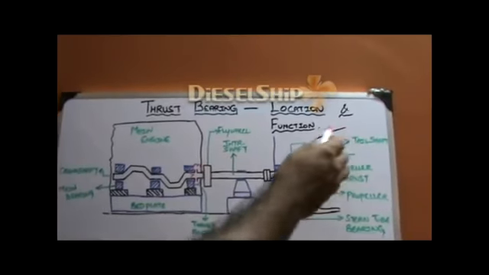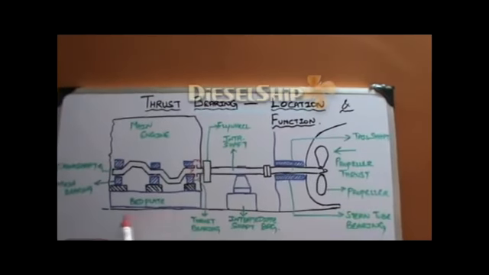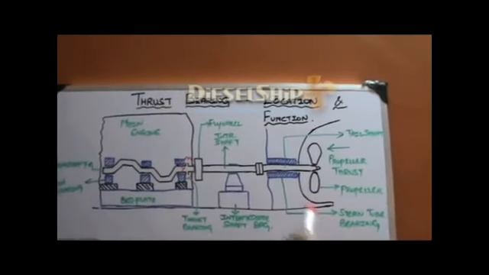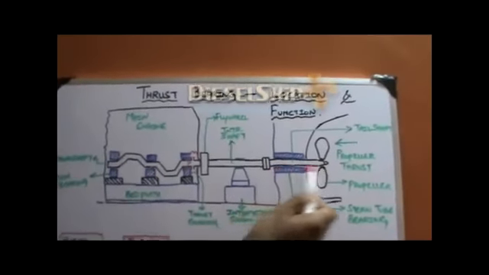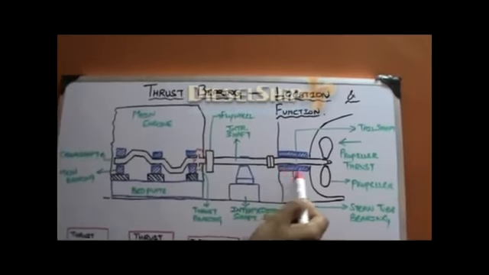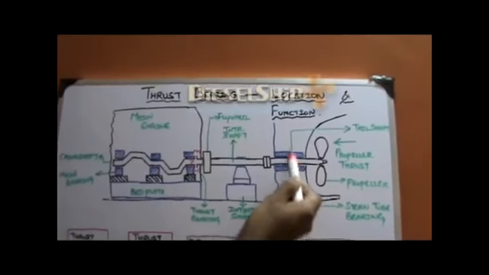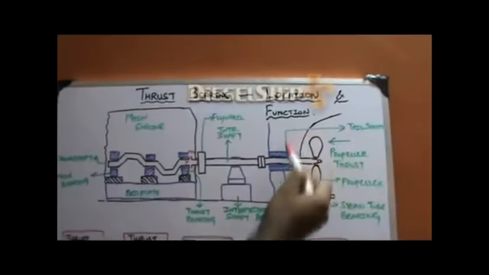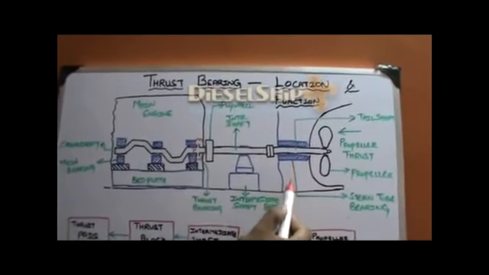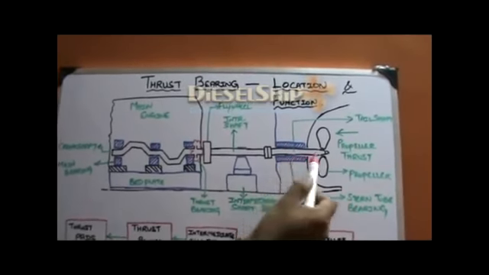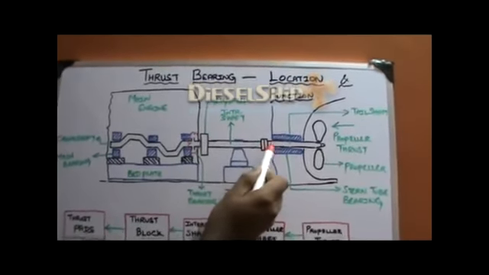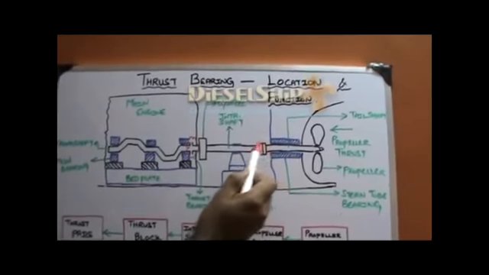Let us assume this to be the aft portion of the ship. We have the propeller here, marked propeller, and the propeller shaft or the tail shaft comes inside the ship through the stern tube bearings. The propeller or tail shaft is marked here, and the blue shaded portion is the stern tube bearings, which support the propeller shaft.